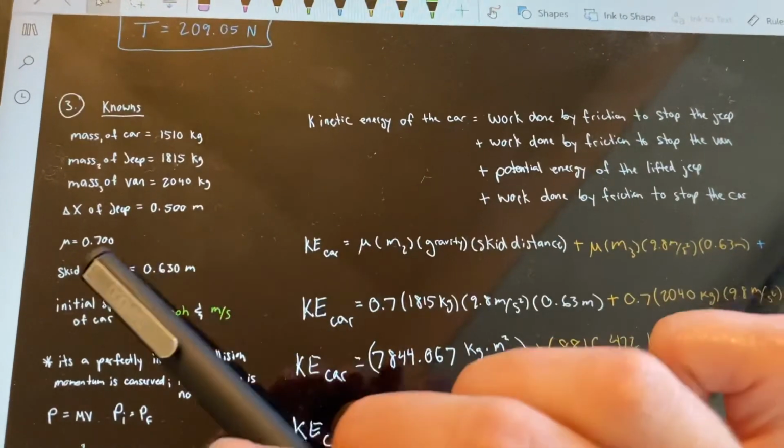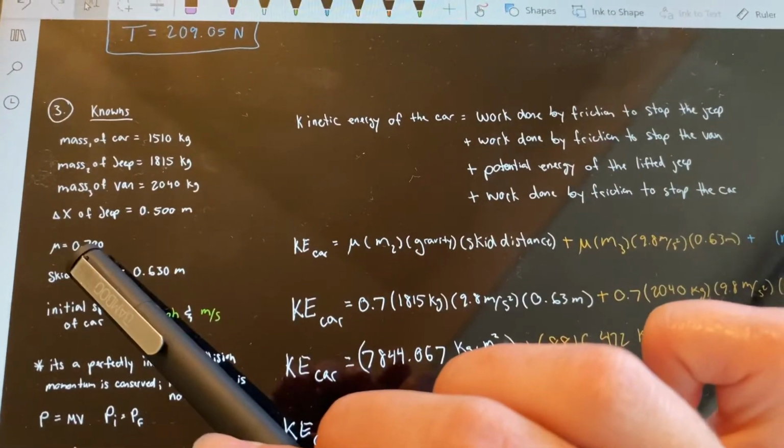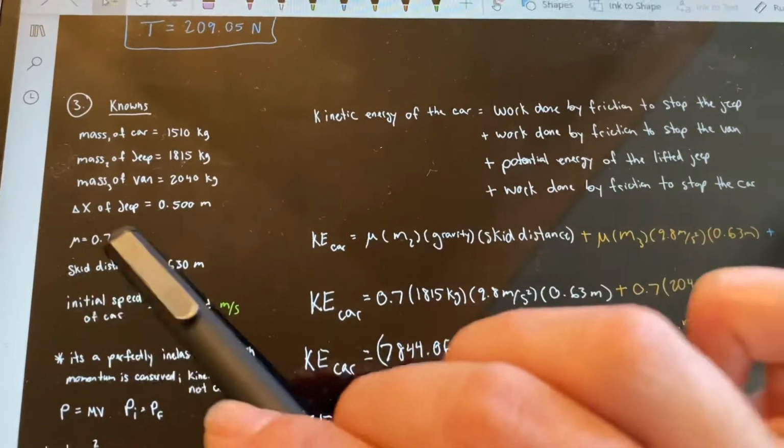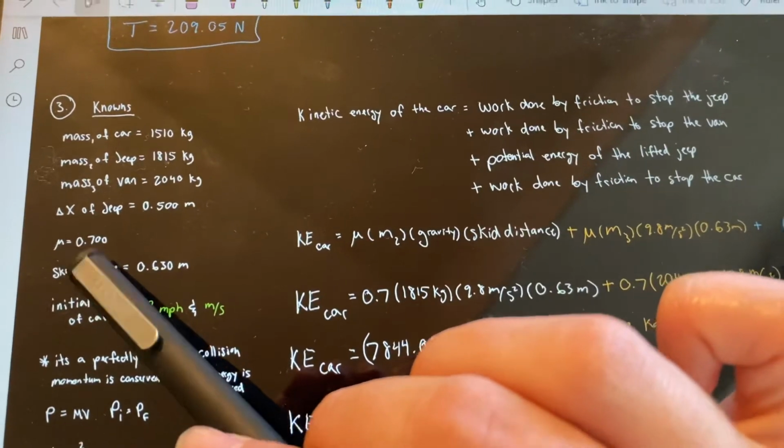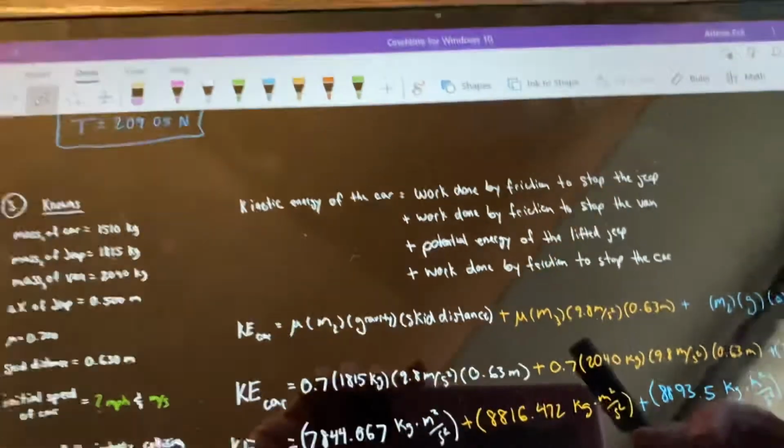Suddenly I'm drawing a blank. I am suddenly forgetting what this is called, but it's to do with friction. It's our constant, our friction constant.